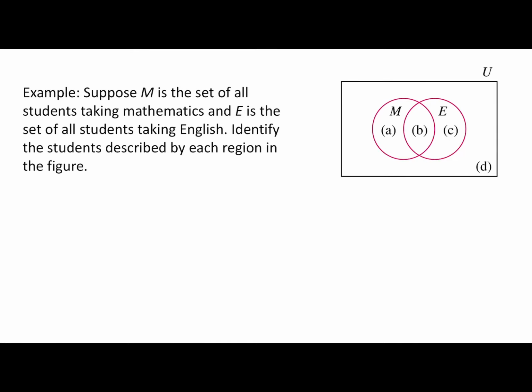Okay, so we can use Venn diagrams to help us solve word problems. So this first example is just getting us used to describing the sets. So I'm going to let M be the set of all students taking math and E the set of all students taking English. And I want to describe what's happening in the regions A, B, C, and D. Okay, so I'm thinking of A as this region here. So in words, what is that?